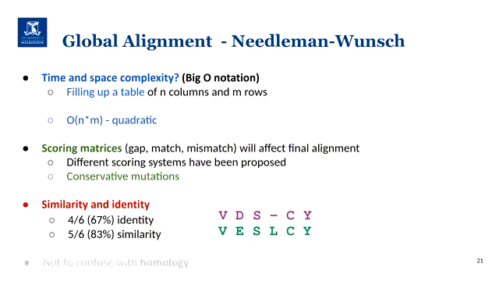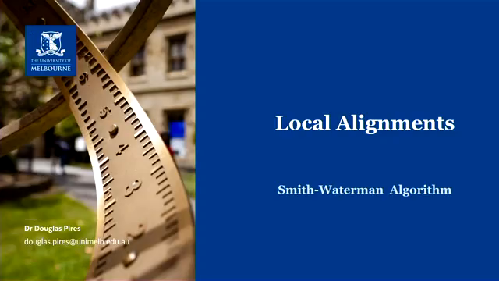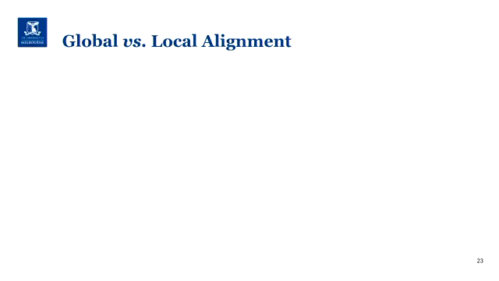Not to confuse with homology. So when you say two proteins are homologs, either they are homologs or not. You don't say they are 75% homologs, okay? But you can say they are 75% similar or identical, okay? And then we go to the next part, which is local alignments. And for local alignments, we'll focus on the Smith-Waterman algorithm.